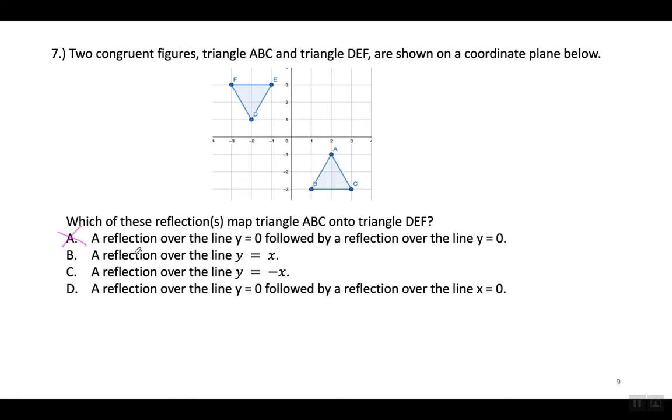Okay, letter B, a reflection over the line y equals x. That didn't come out right, but you know what I was trying to draw. Let me try to fix it. If I reflect it over that, it's not going to be that. Just trust me on that. It's not going to come out like that. All right, that's wrong. Same thing with a reflection over the line y equals negative x. Again, I didn't draw it right, but that's also going to land over here in a different way, and it's not going to work out either.